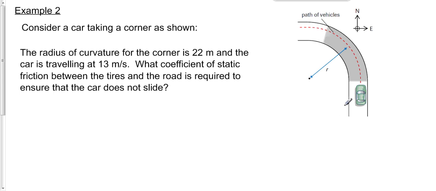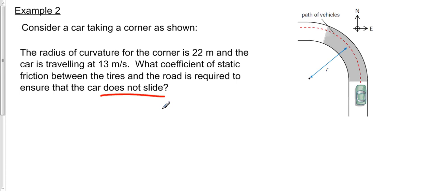So here is the example here. You've got a car making a left-hand turn, and it's going around this corner. We're going to assume that everything's nice and has good traction, so this car's not going to slide around the corner, it's not going to fishtail or spin out. And we want to know what sort of friction is required to actually make that happen.